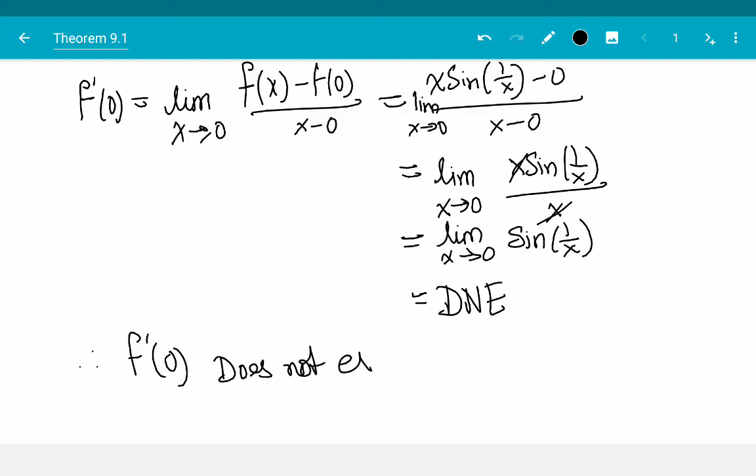not exist, and f is not differentiable at 0. Okay.